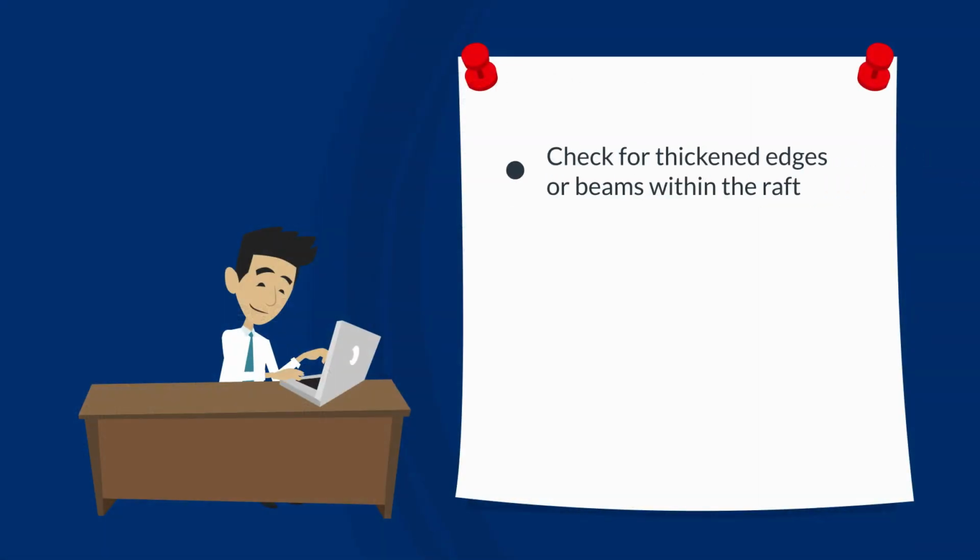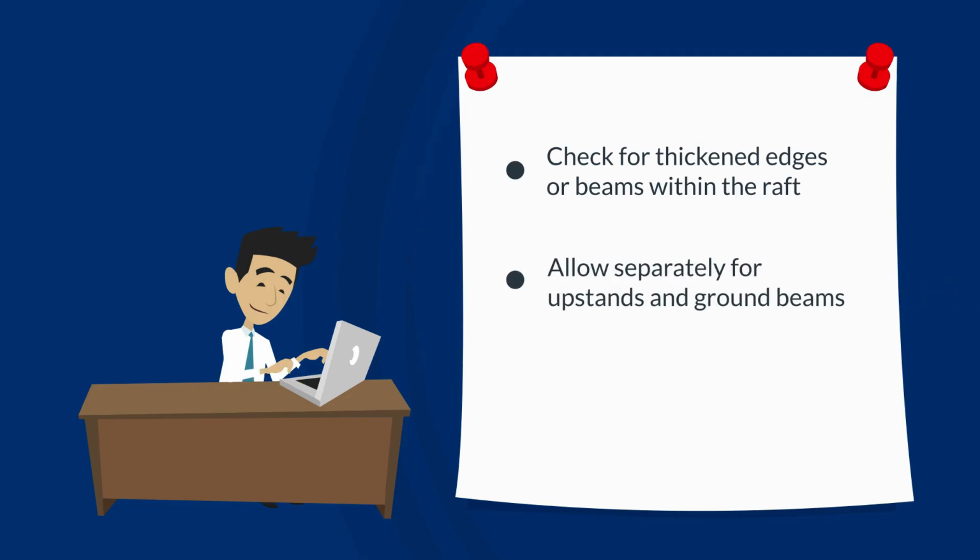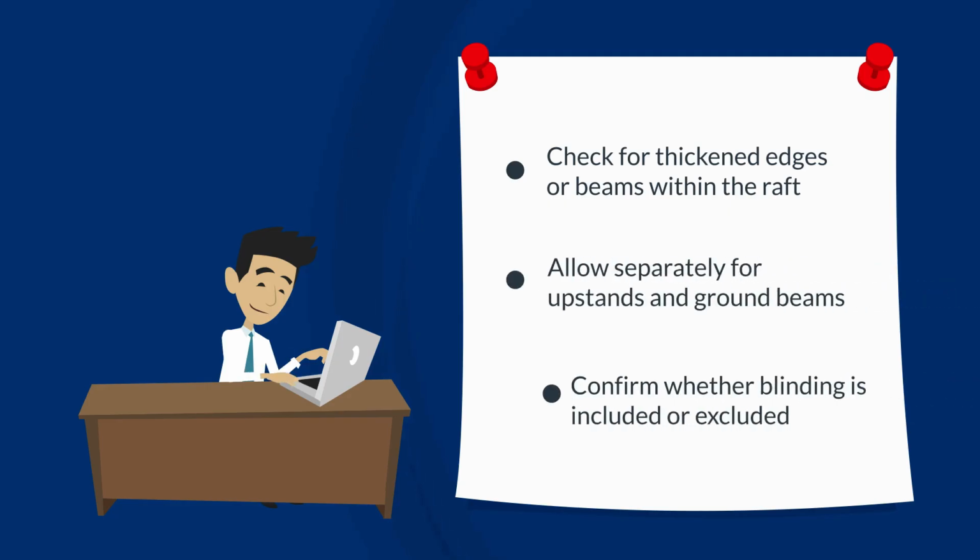Some tips here. Check for thickened edges or beams within the raft. Allow separately for upstands and ground beams, and again confirm whether blinding is included or excluded.